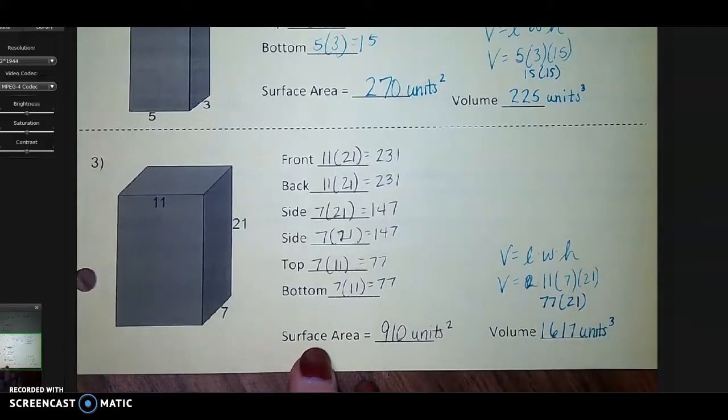So check and see that you feel comfortable. And again, these are all cubic measurements for the volume and squared units or little squares that would fit on there for the surface area. And these are all rectangular prisms. Some of them are just standing up, some of them are laying down.